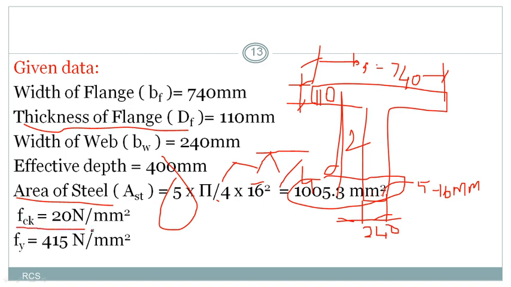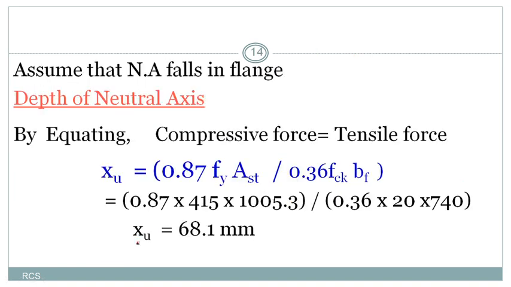And they have given the material properties: the characteristic compressive strength of concrete is 20 Newton per mm square, and Fy, the yield strength of steel, is 415 Newton per mm square. Based on this input, we have to calculate the moment of resistance of the T-beam. First, whatever the case, we have to assume that our neutral axis falls in the flange region. After calculating the actual depth of the neutral axis and comparing it with the thickness of the flange, you will know where it actually falls. But first of all, you have to assume the neutral axis falls in the flange region.